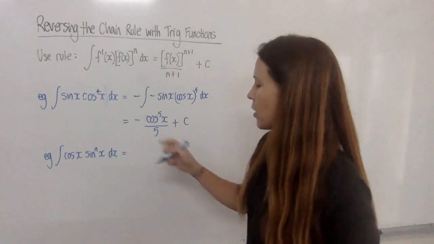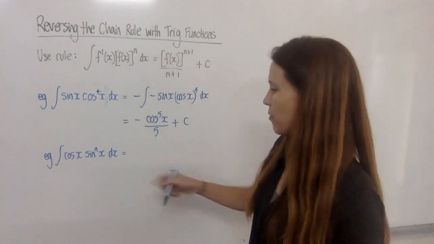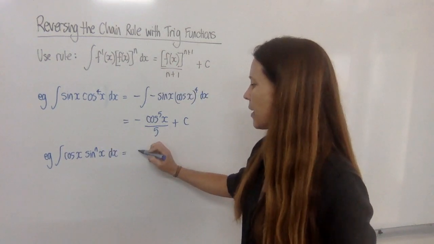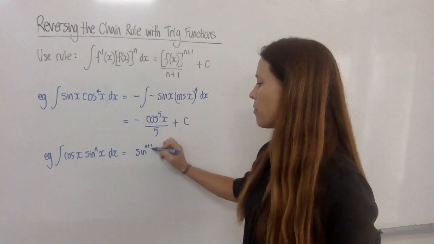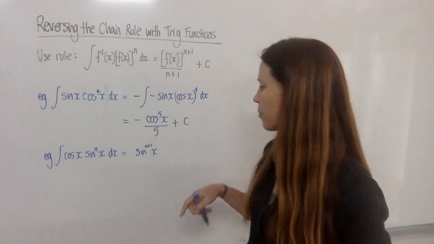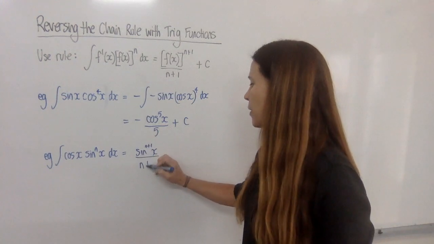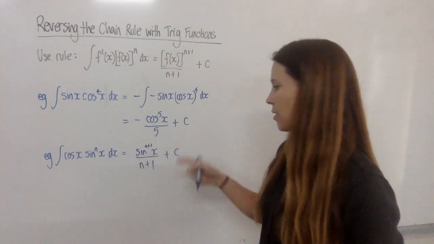So all we need to do is say what was our function of x that's raised to the power, and the answer is that was sine x, and we need to raise it to a slightly higher power, which we can do by just replacing the n with n plus 1. We need to divide by the new power, and we need to add a constant, and we're finished.